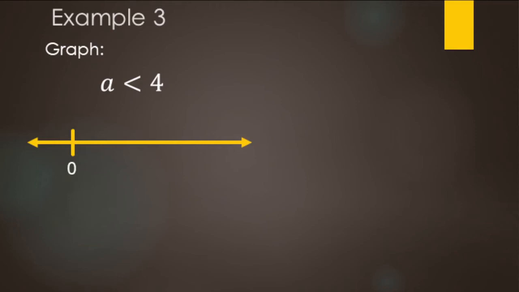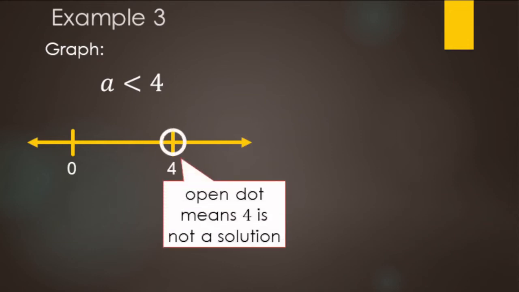We want to have a 0 on there, so that's our reference point. And then we put any other important numbers on there as well. So a, or our numbers, are going to be less than 4. In this case, at the spot on our number line where we have the 4, that's going to be an open dot. And that means 4 is not going to be a solution.